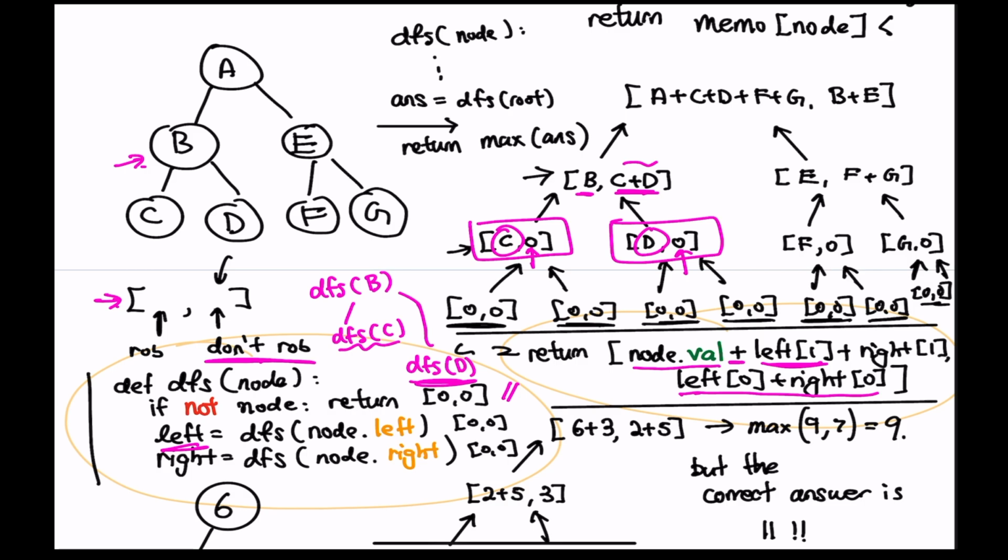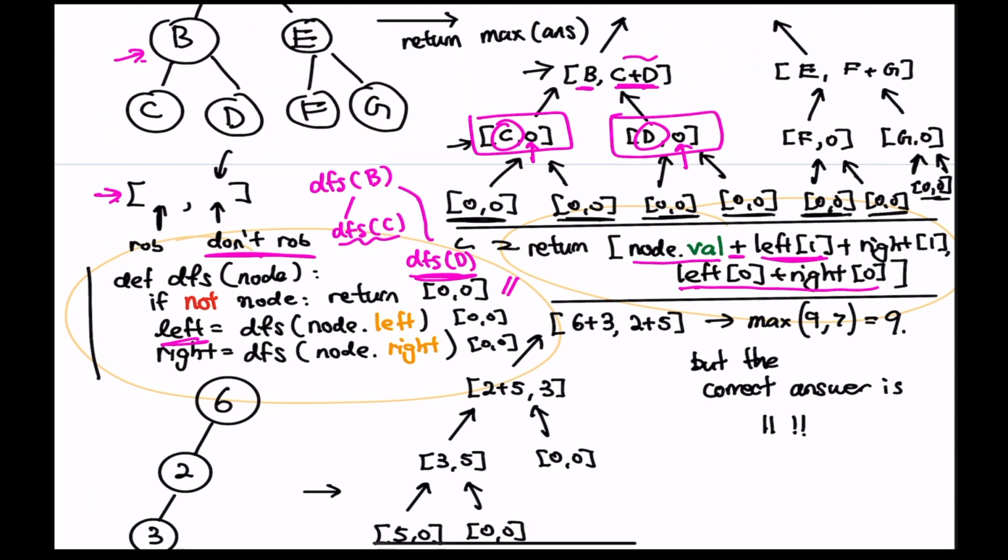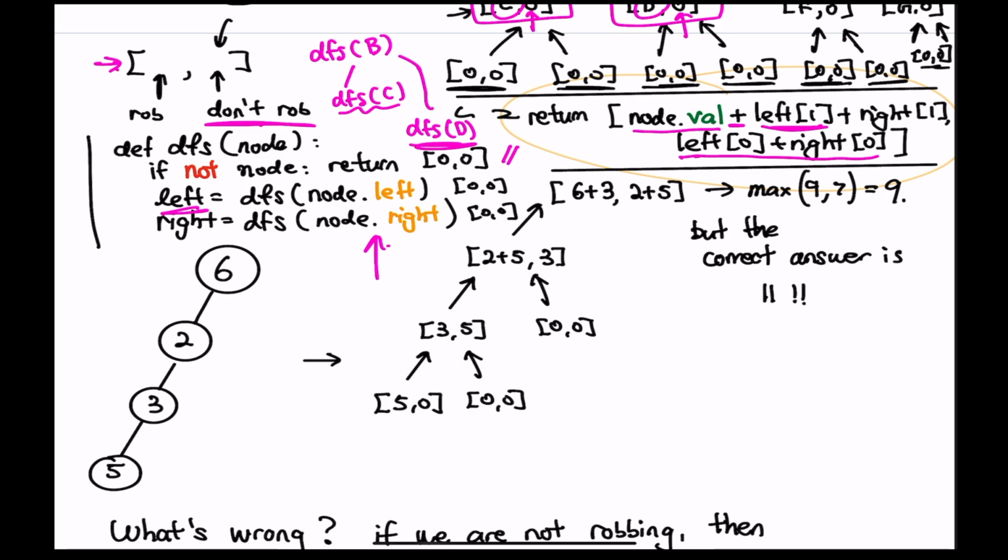So here is a counter example. Let's look at this one. If you use this approach, like this code, then this is what you get. Let me erase a little bit here. So 5, 0, 0, 0. We go up, and this one will be node.val, then we take this one plus this one, right? So that's why you get 5.